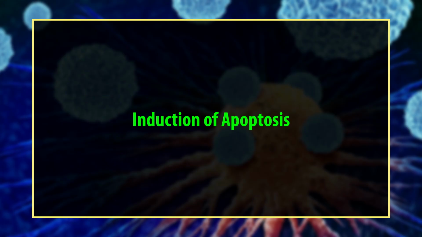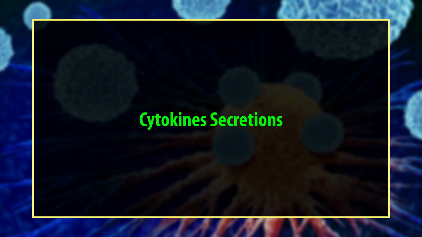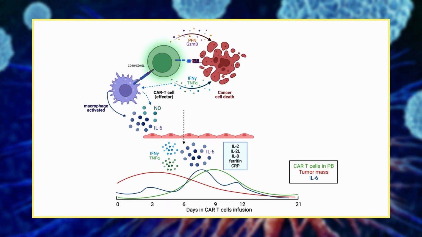Induction of apoptosis. CTLs release perforin and granzymes. Perforin forms pores in the target cell membrane. Granzymes enter through these pores and activate the caspases, triggering the apoptosis. Cytokine secretion. Release of IFN gamma, or interferon gamma, which activates the macrophages, enhances antigen presentation and also inhibits viral replication.